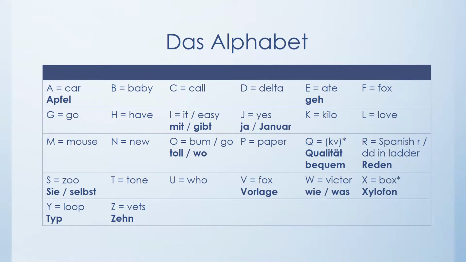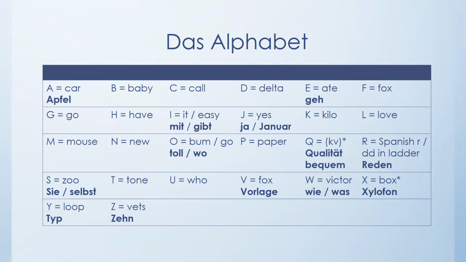V is a little bit different because it's actually pronounced like our F. So the V is like F in Fox. So the word you see on the screen below is Vorlage, not Vorlage, but Vorlage. W is pronounced like the V in Victor. So wie und was is what you see on the screen, not wie und was, but wie und was. And we're going to get to that IE sound in the next slide.